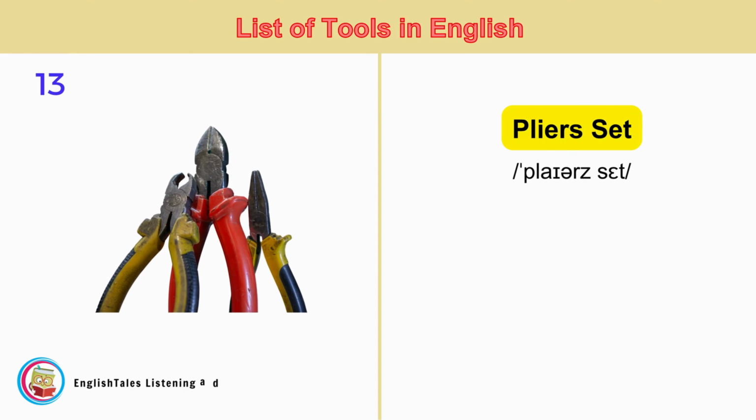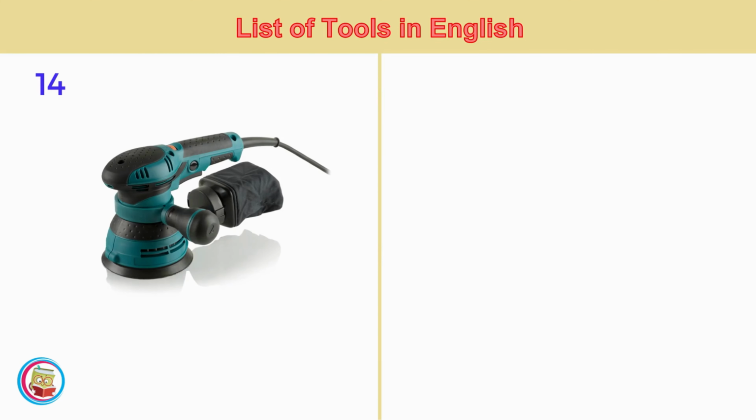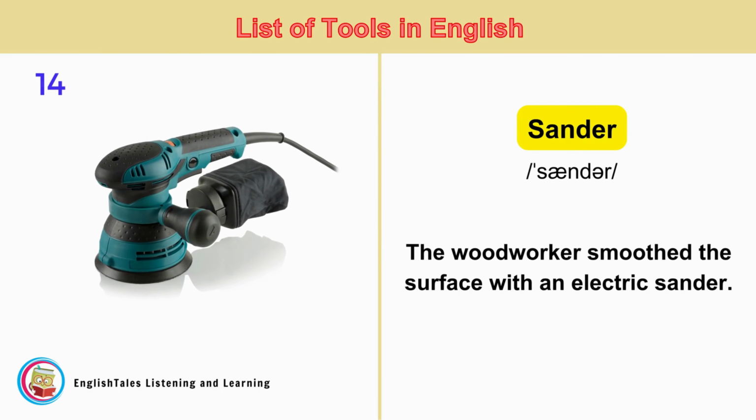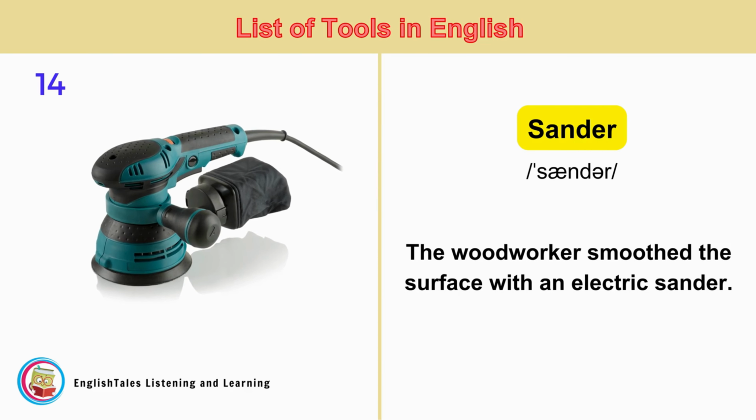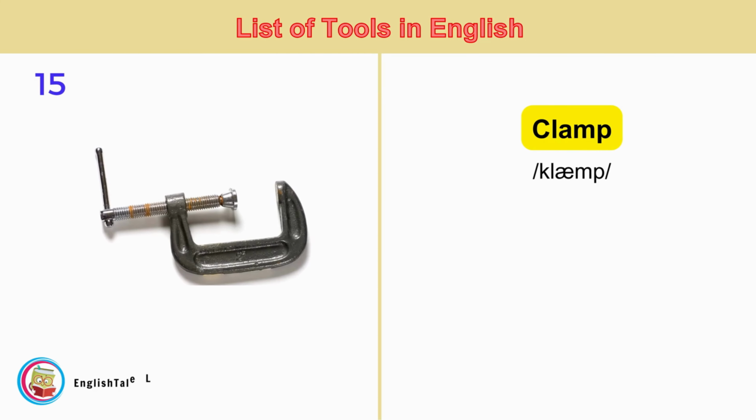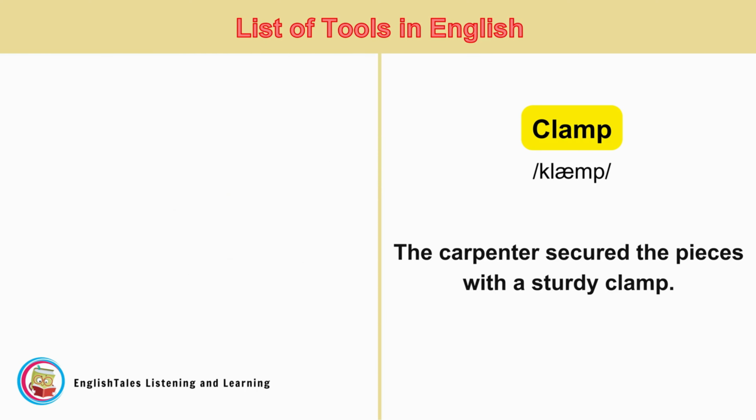Pliers set. The electrician organized his tools, including a comprehensive pliers set. Sander. The woodworker smoothed the surface with an electric sander. Clamp. The carpenter secured the pieces with a sturdy clamp.